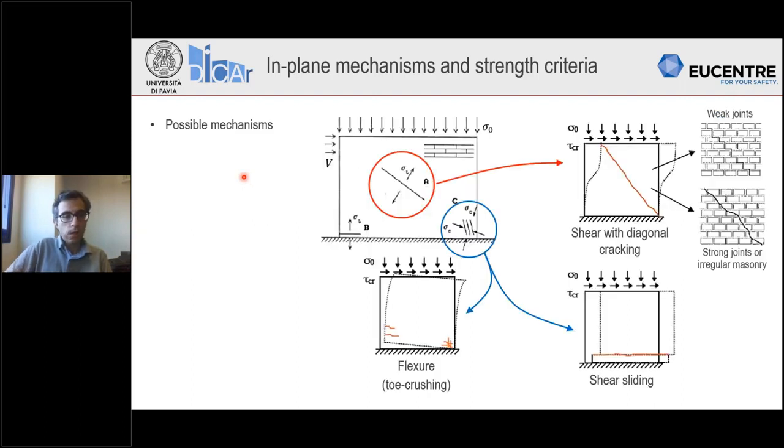Now here you can see a summary of the possible mechanisms of a pier. You can see here, for example, the flexural mechanism, which is characterized by rocking of the pier and crushing at the toes. And here you can see some examples of shear mechanism, which can be characterized by sliding at the base or by diagonal cracks, which can be inside the bricks or inside the joints.